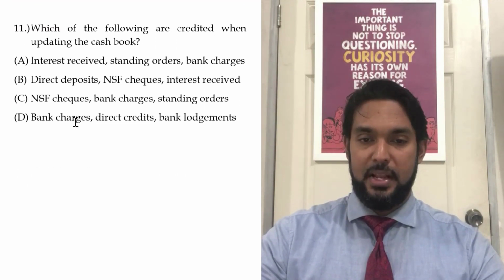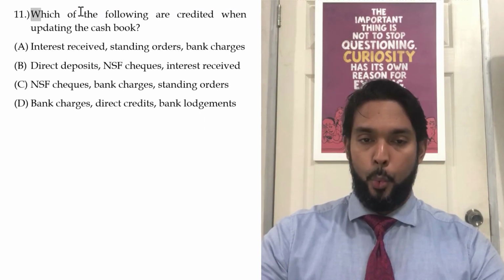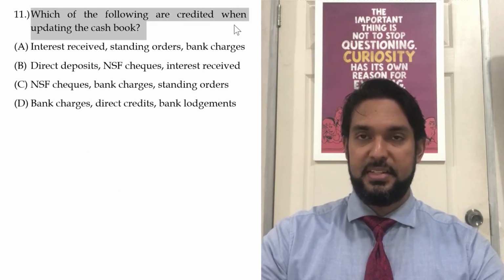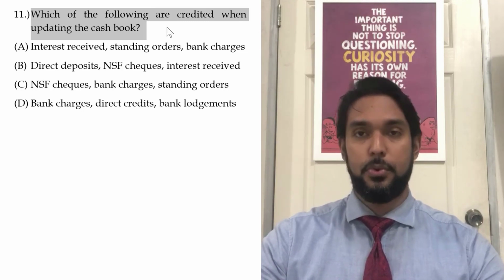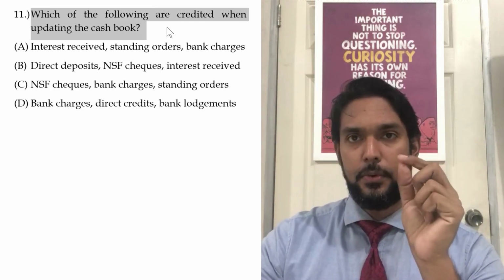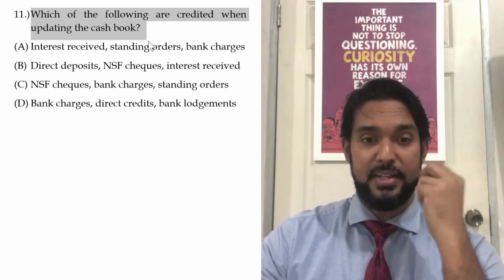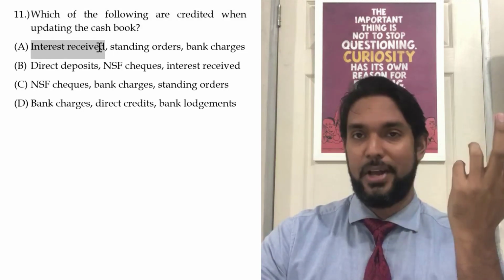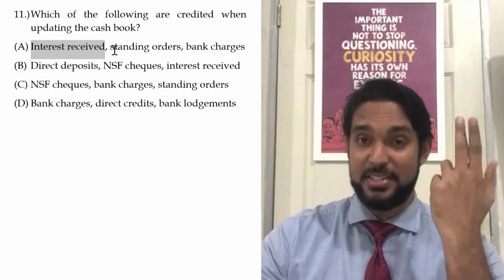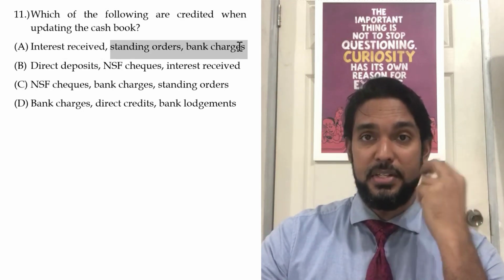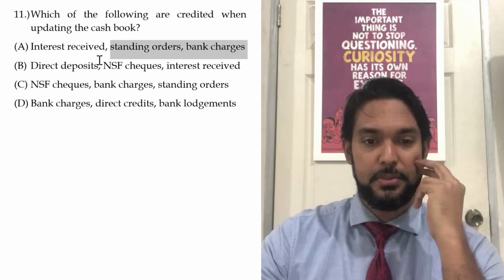Okay, let's check out number 11. Which of the following are credited when updating the cash book? Credits to the cash book are done for decreases to the cash book. So let's take a look. Payment items. Interest received, that already says no, that's money coming in, that's an increase. The other two items are decreases, but 2 out of 3 won't cut it.